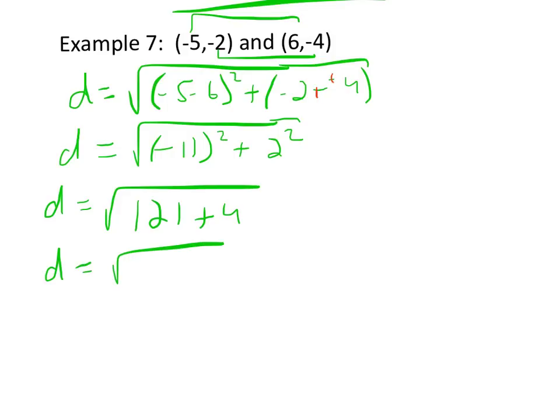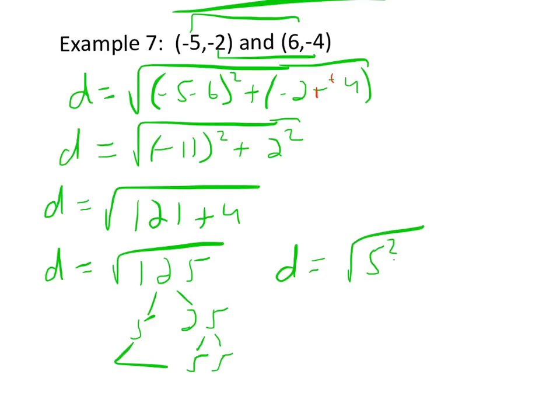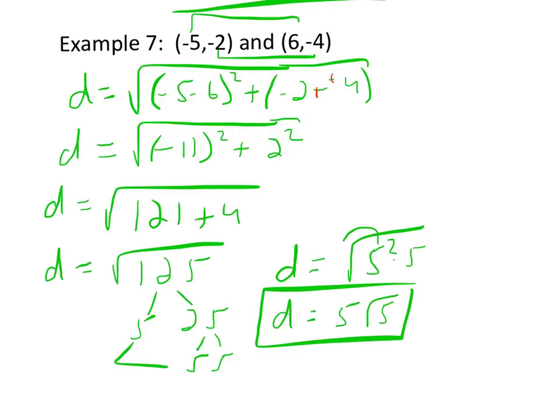So distance is equal to the square root of 125. And this breaks down to 5 and 25, which is 5 and 5. There's a pair there. So distance is equal to the square root of 5 squared times 5, which comes out. So distance is equal to 5 root 5. And this ends the video.